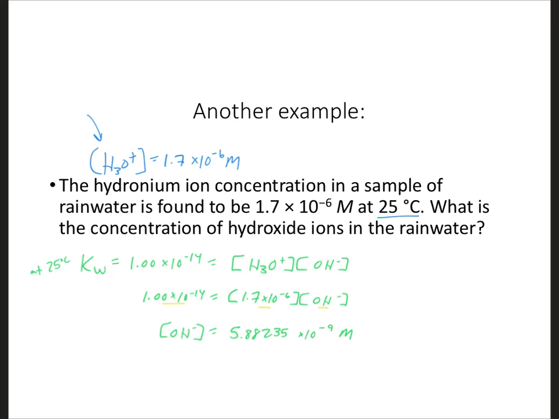In our original problem, we had 3 sig figs and we had 2 sig figs. This is going to be multiplication and division, so we care about the least number of sig figs. Our final answer needs to have 2 sig figs, with that second 8 telling us that we have to round up. And so our final answer here is going to be 5.9 times 10 to the minus 9 molar.